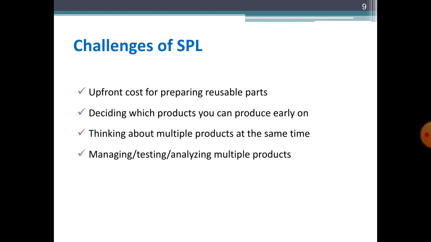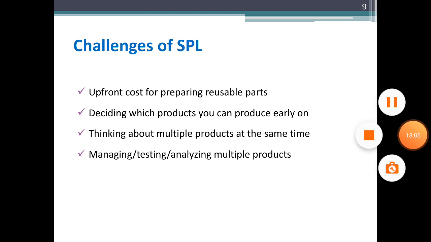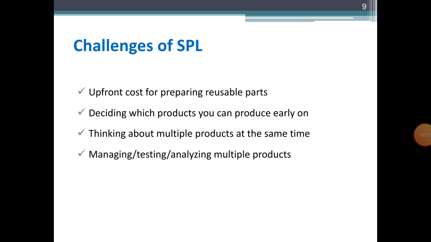So where we have some benefits, students, there are some disadvantages as well, which are listed here. There is an upfront cost for preparing reusable parts, which requires some cost. It is also hectic work to decide which products you can produce early on. Thinking about multiple products at the same time is also not easy work. Managing, testing, and analyzing multiple products is also hectic and challenging work. So obviously, where we have some advantages of software product line, there are also some challenges or disadvantages.